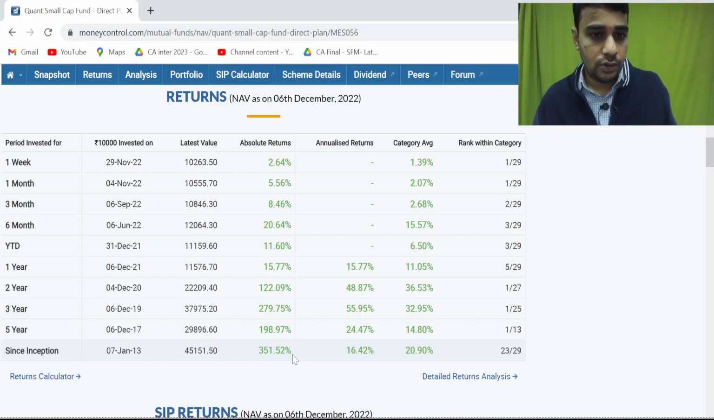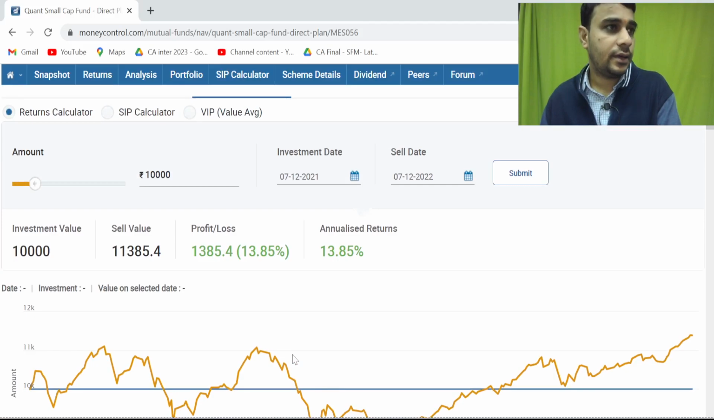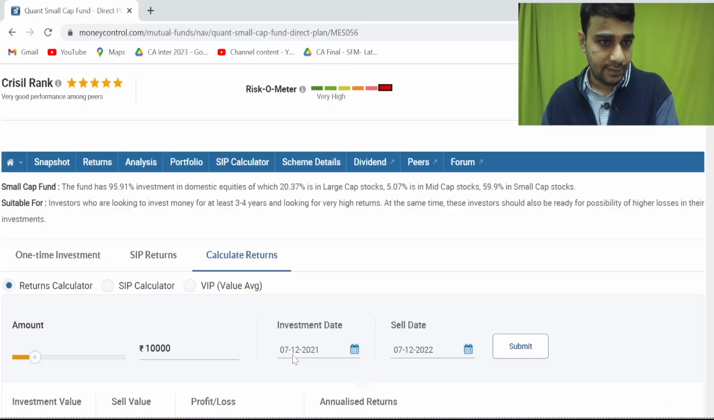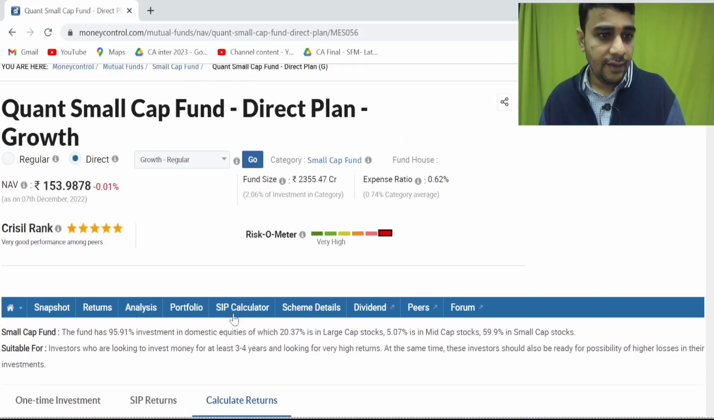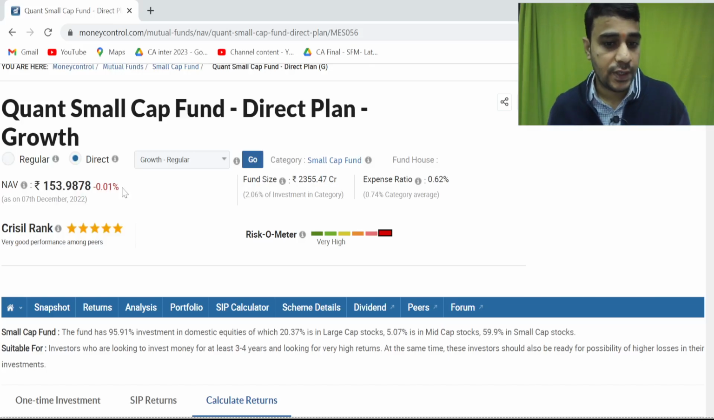The only reason I've shown you this in the practical world part is, one, your NAV per unit will be in decimals. Second, units will also be in decimals, and NAV will change every day. This is 7th December 2022. So this could be the closing price, which has undergone a change of minus 0.01.